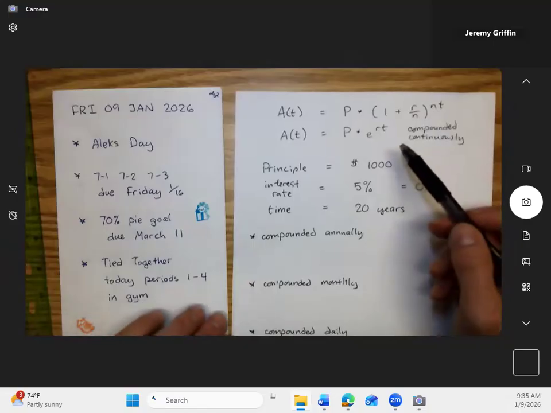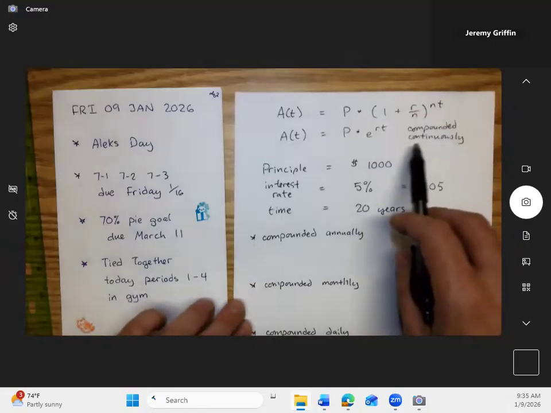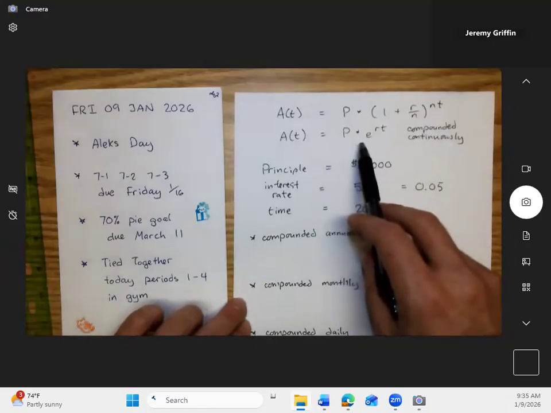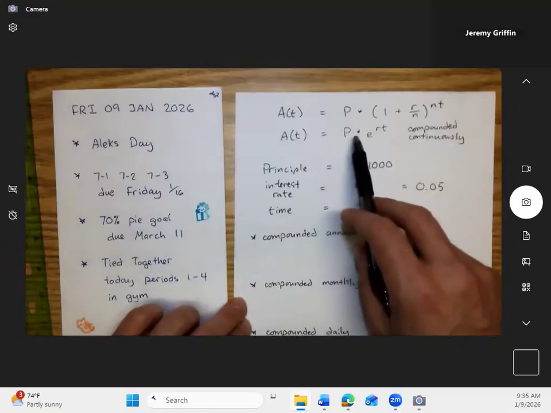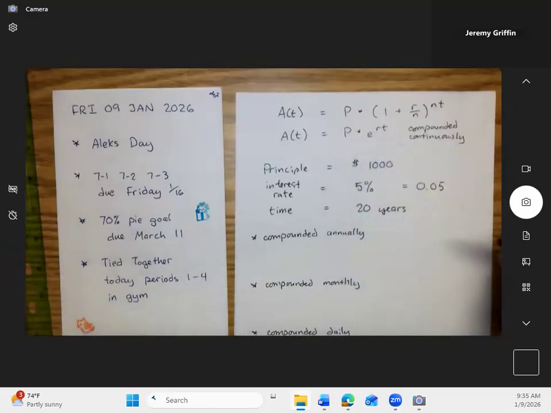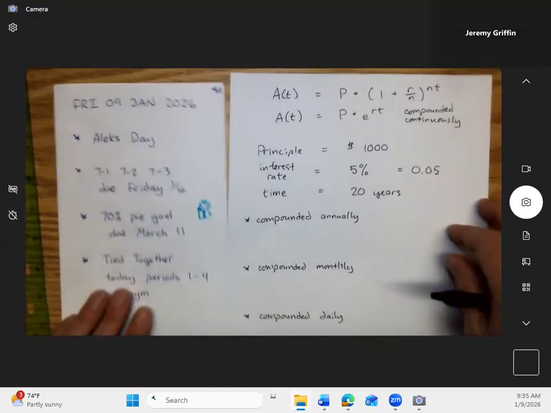But if you're compounding continuously, then the formula actually looks a little bit different. P e to the RT. So more on that in a minute. And I'll do a numerical example with you guys.